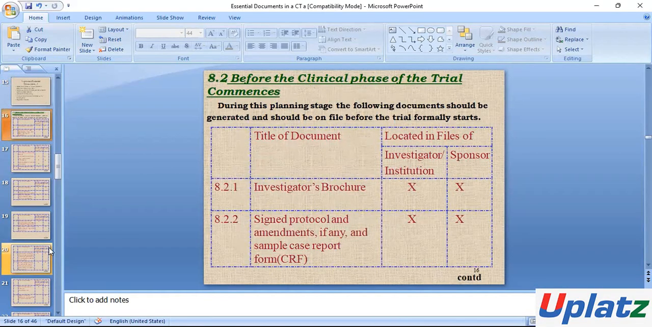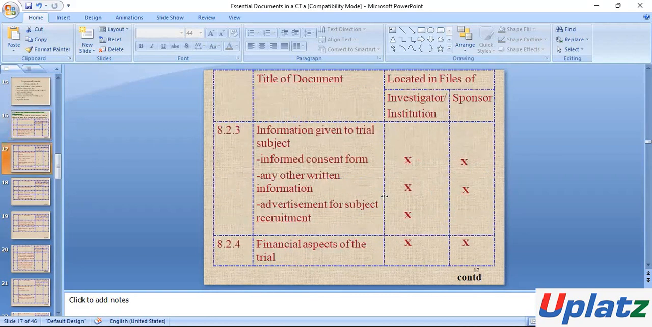Okay, so now from the next slide, we will go through the documents before the trial begins. The documents which we have seen till now might get repeated, okay? But here you will see when the document should be filed. Okay, so here the investigator brochure, signed protocol amendments are to be done by investigator or sponsor both.